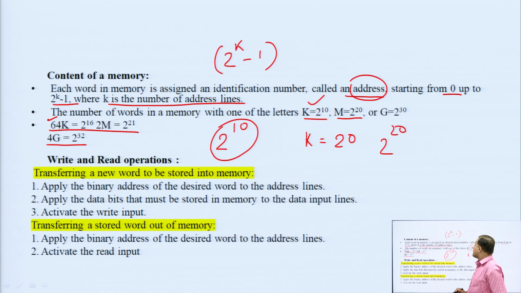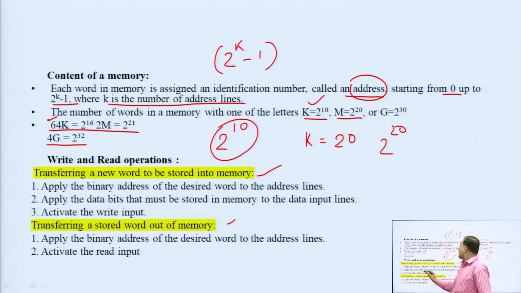Next, write and read operation. What is write and read operation? Transferring a new word to be stored in the memory is called write, and transferring a stored word out of the memory is called read operation.